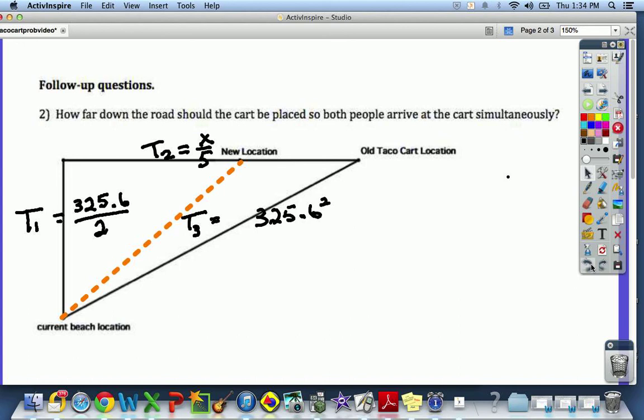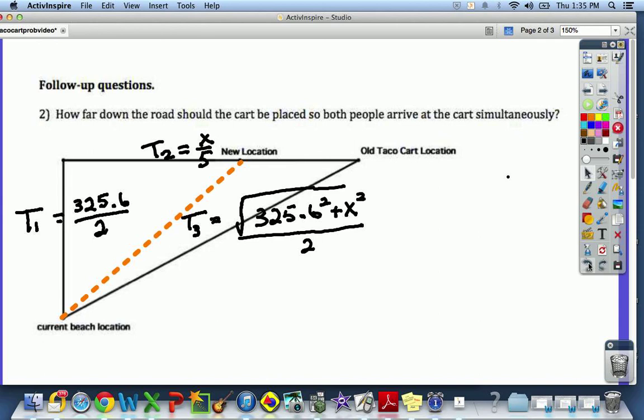The distance is going to be found by doing the distance along one side of the right triangle, squared, plus the distance on the other side of the right triangle, squared, and then, of course, take the square root by the Pythagorean theorem. But we're not looking for just the distance. That would be the distance from the current beach location to the new location. We want to divide by the rate, which is 2 feet per second along the beach.